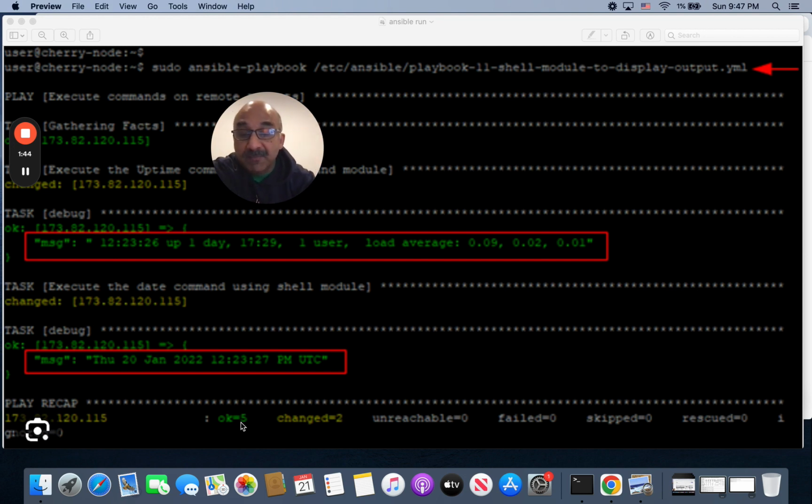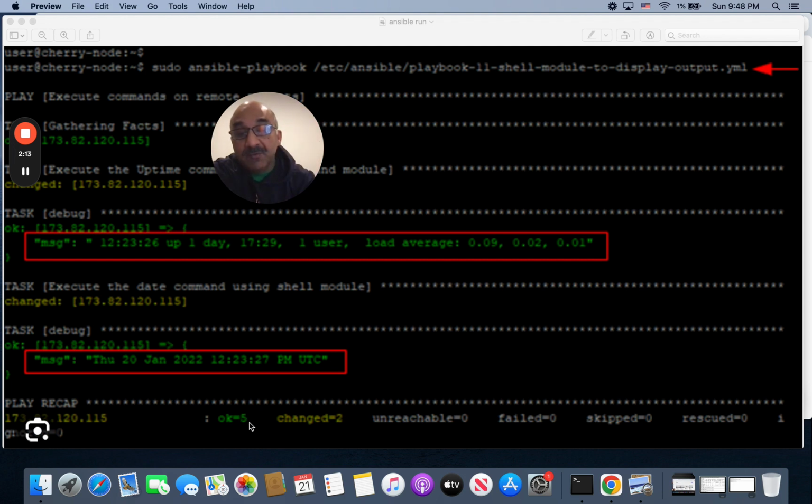OK equals 5 means there were 5 hosts that were reachable and we ran the playbook against them, and the results are the following. Changed equals 2 means this run of the playbook changed something on 2 hosts. The other 3 were in different categories, and we'll talk about that in a second. But anyway, 5 hosts were reachable and available. We could log into them, and 2 of them had something changed.